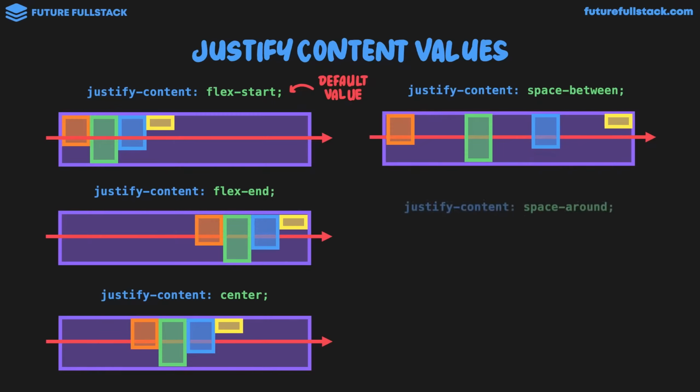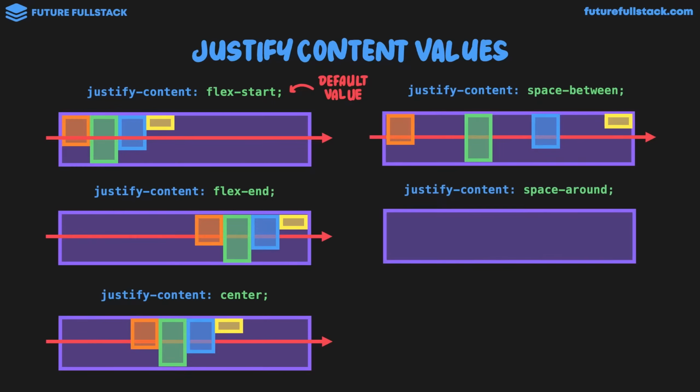The next value is space around. We have our flex container, our main axis. Now this one works slightly differently to space between. For space around, we divide our flex container into equal spacing along the main axis, and then our flex items are centered inside each of these blocks. So what we end up with is that the spacing between the orange, green, blue, and yellow flex items will be double the spacing between the orange flex item and the edge of the flex container, and the yellow flex item and the edge of the flex container.